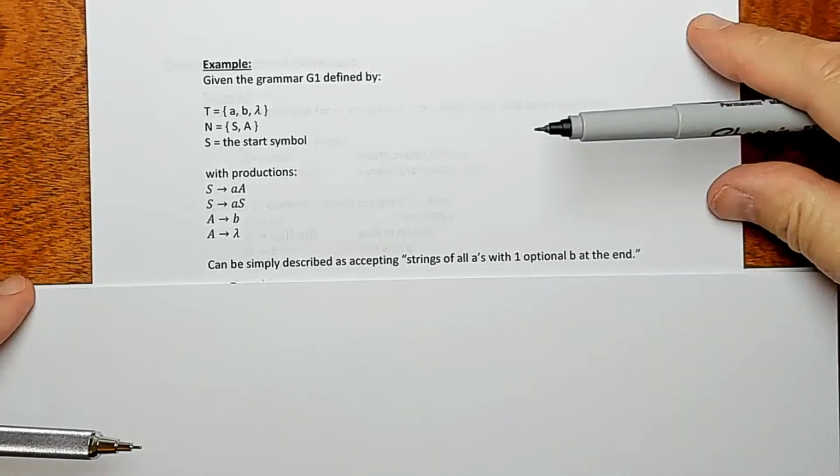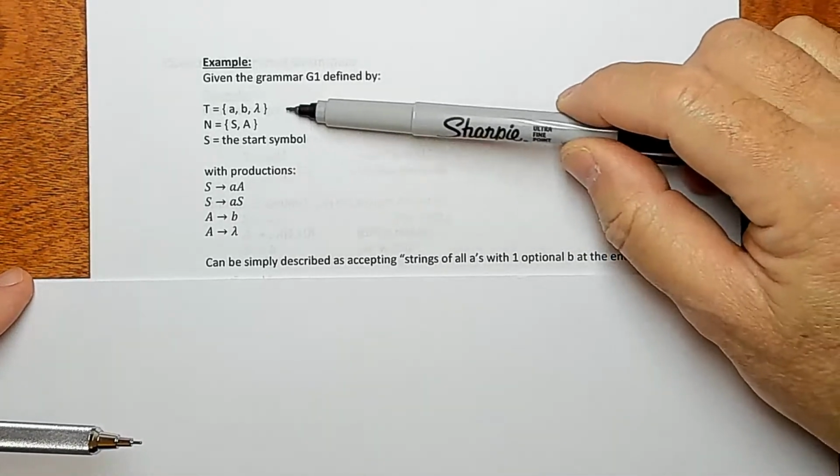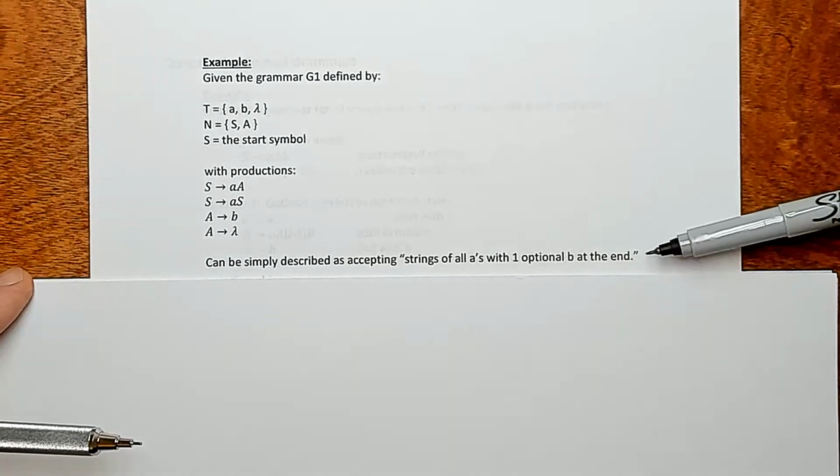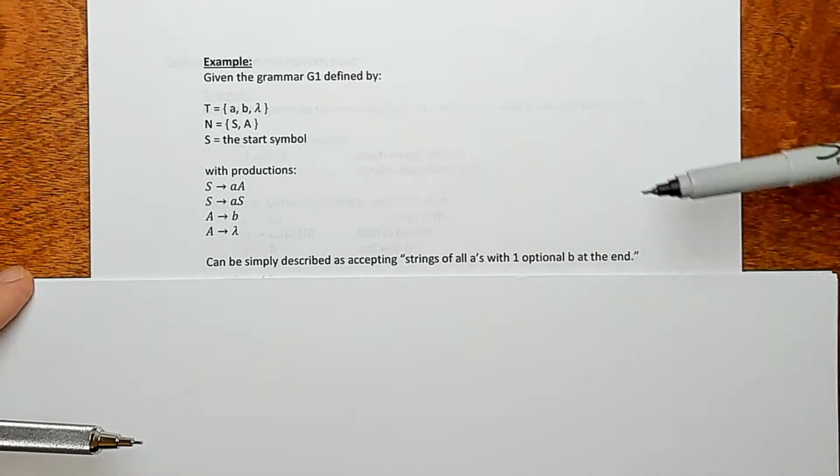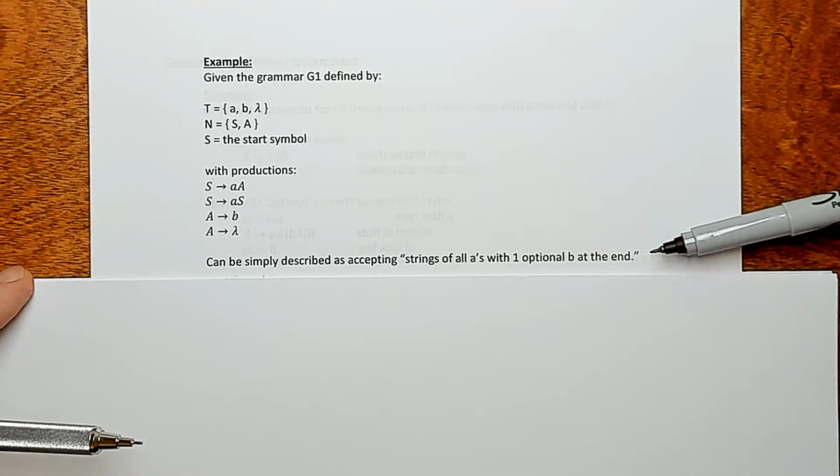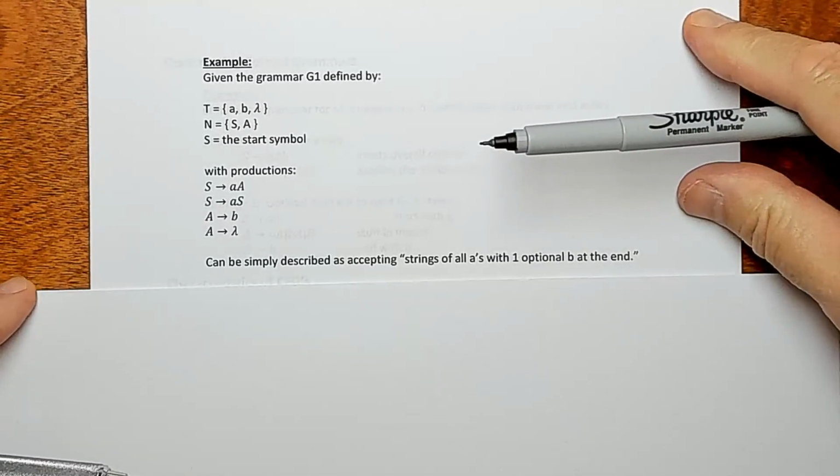Well, this particular grammar here happens to be describable in one sentence. That is, you can describe what this grammar does with this sentence. Basically, this grammar will accept strings of all A's with one optional B at the end.